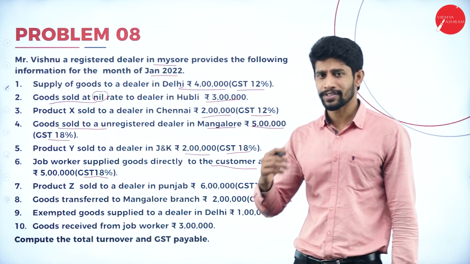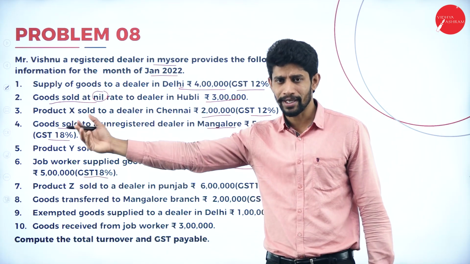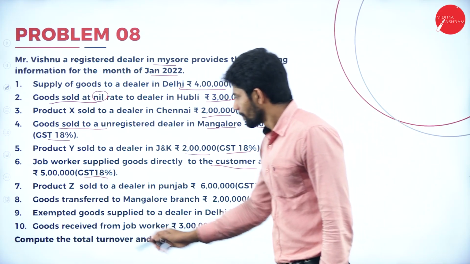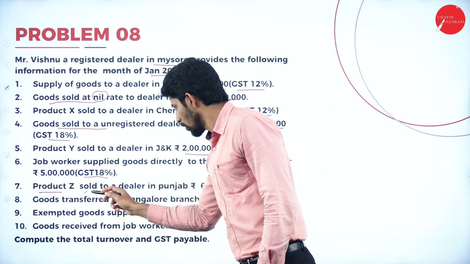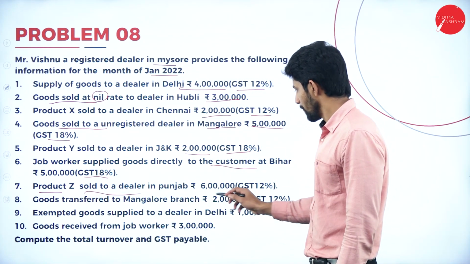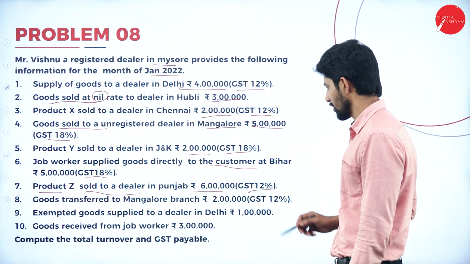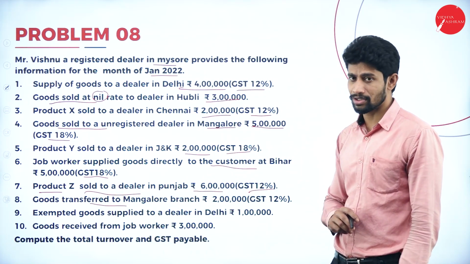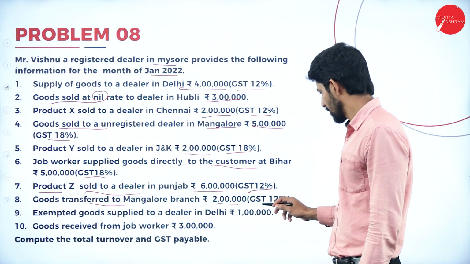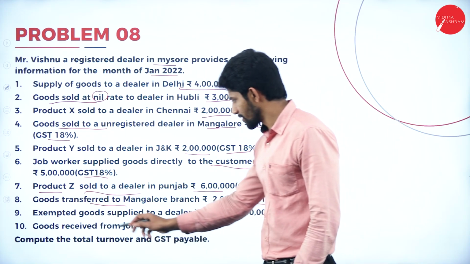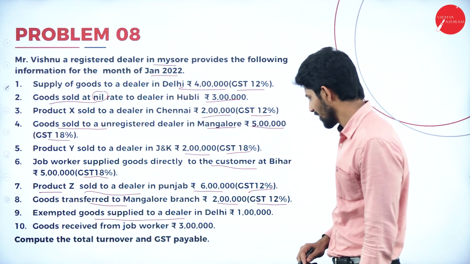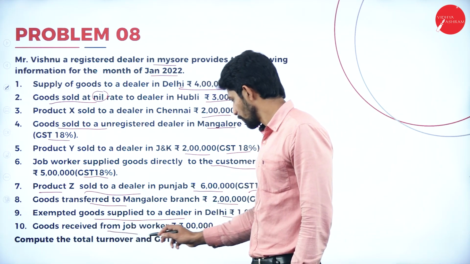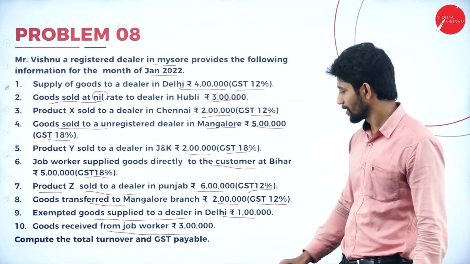Here we send the goods to the job worker, he directly supplied, that can also be considered as supply or sales. Product Z sold to a dealer in Punjab for rupees 6 lakh, GST 12%. Goods transferred to Mangalore branch, rupees 2 lakh, 12% GST. Exempt goods supplied to a dealer in Delhi, rupees 1 lakh. Goods received from job worker, rupees 3 lakhs.